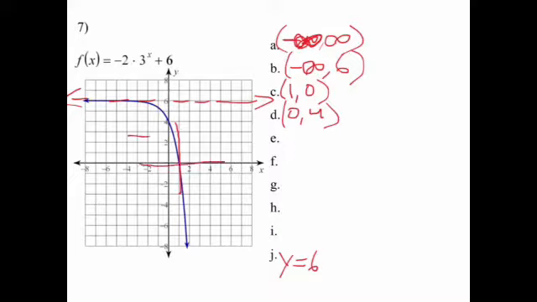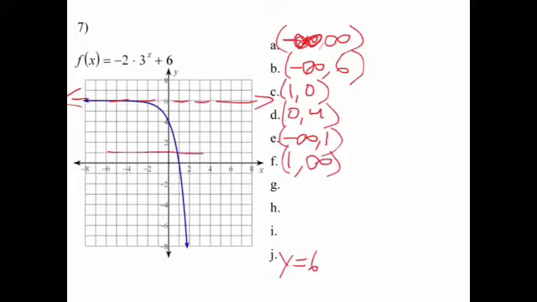To the left of where x is 1, it's positive. And to the right of x being 1, my function is negative, down below. So from negative infinity until you reach 1, it's positive. And from 1 onward, it's negative. And that brings us to G.